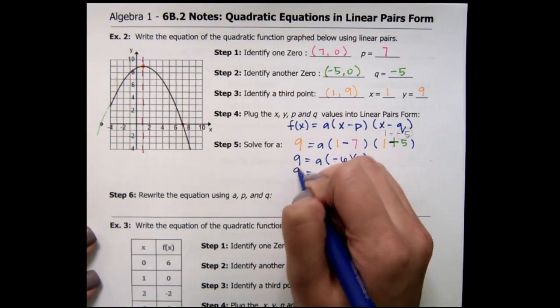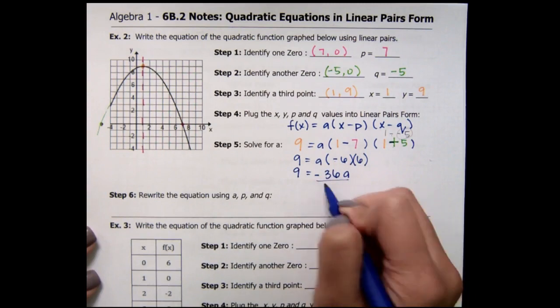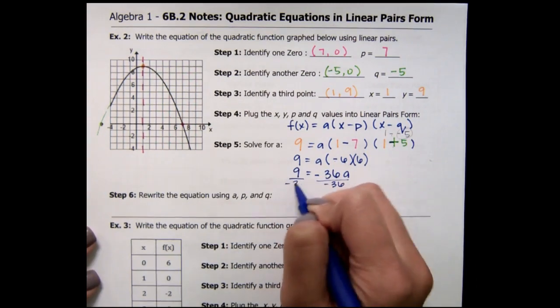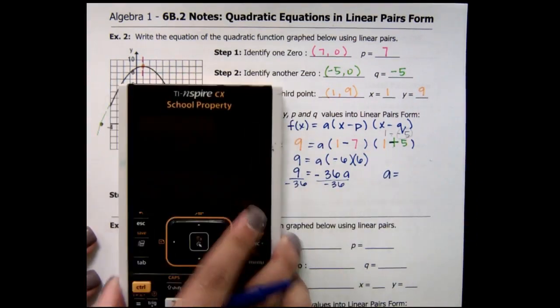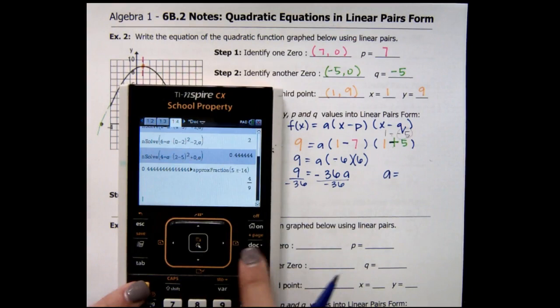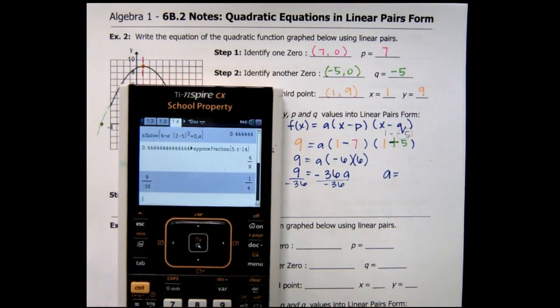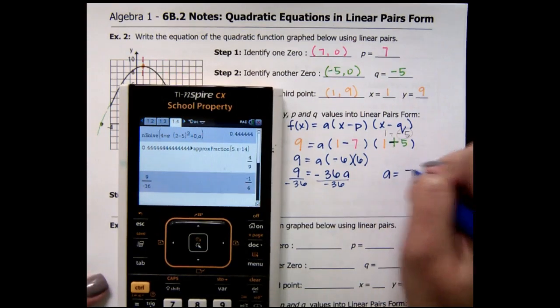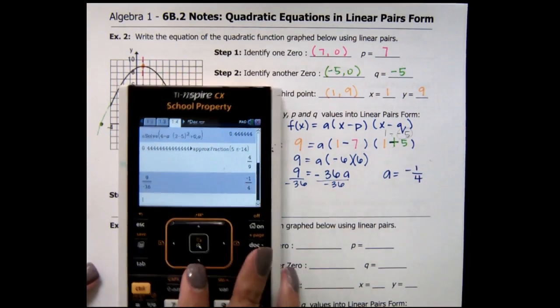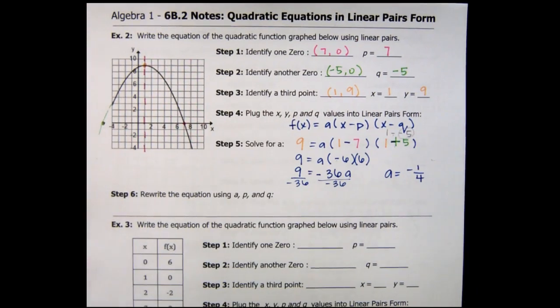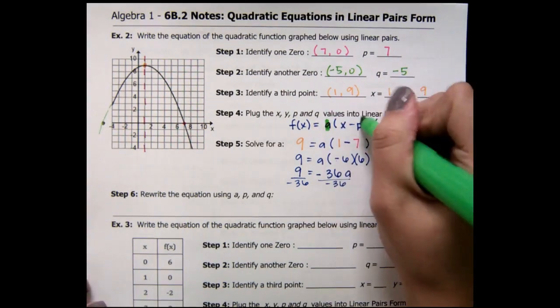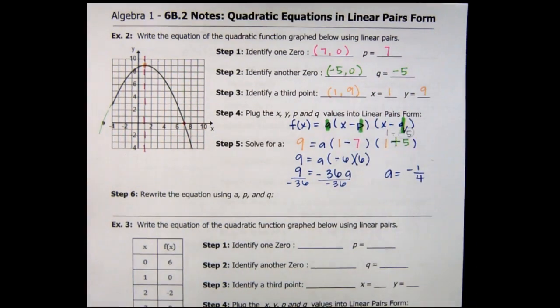A equals 9. Well, to get A by itself, I have to divide both sides by -36. A equals, don't guess, use your tools. 9 divided by -36, leave it as a fraction, -1/4. So once we find that A value, then I can go back and replace A, P, and Q. Those are the only 3 things we're replacing. Everything else stays the same.